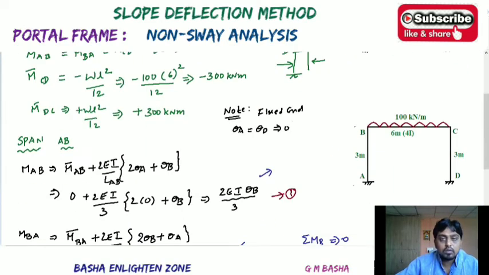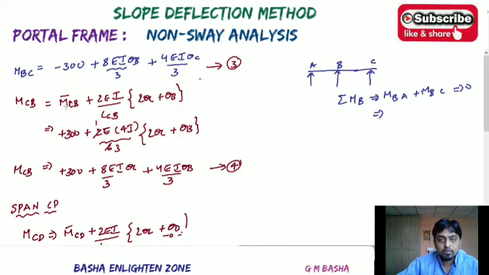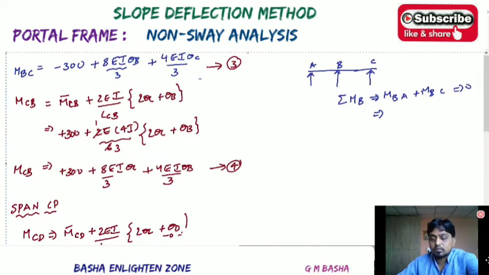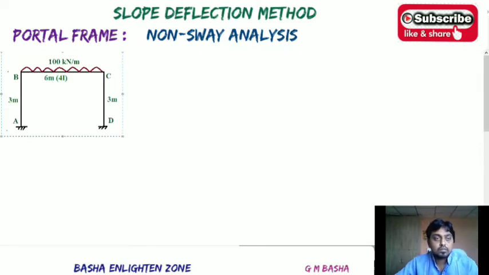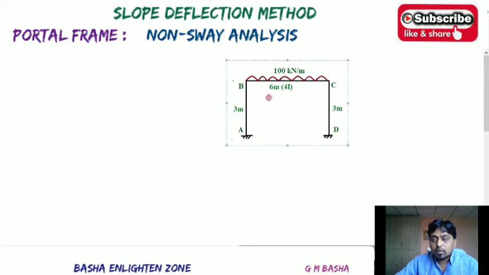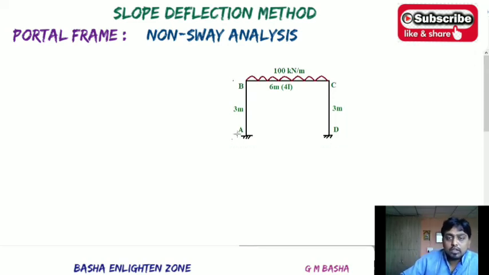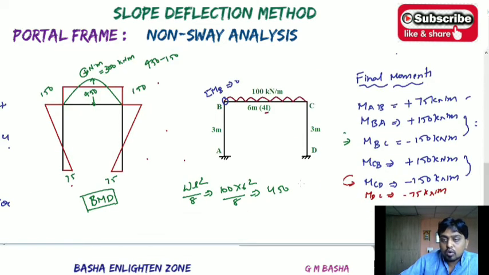I will take this one. So I will solve here. Okay, so we already know that. So this one will be A, B, C and D. So the already obtained final moments, that also I will take here.